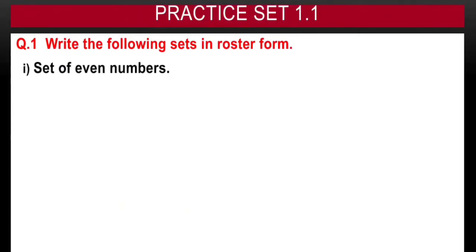You have to convert it into the roster form. So first example is set of even numbers. Means you have to write down all even numbers in that set. Here your name of the set is A. So therefore A is equal to, in curly bracket, we are going to write even numbers. So even numbers are 2, 4, 6, 8, 10 and so on.